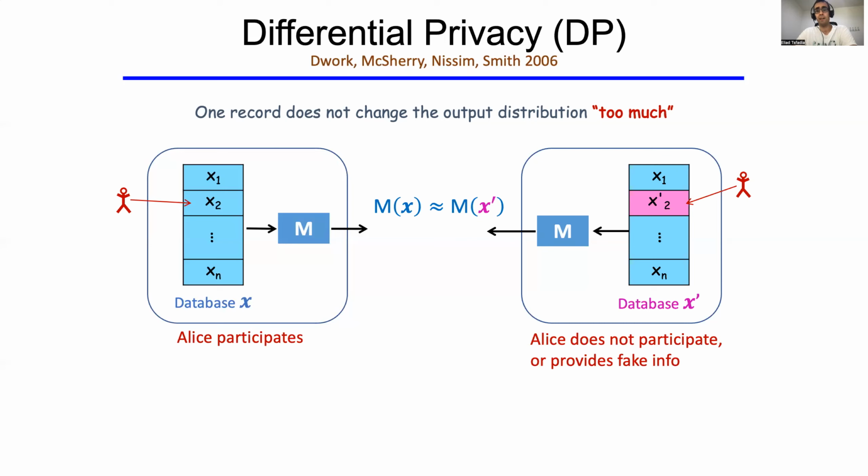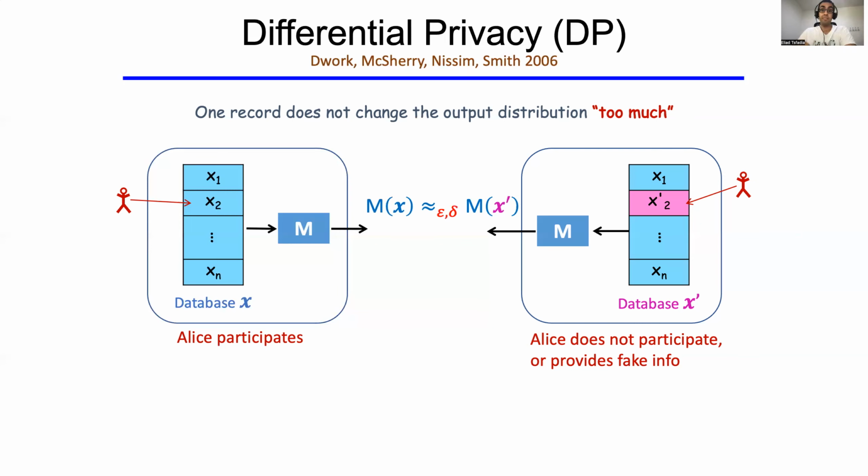Given the guarantee that the outputs of both cases are almost indistinguishable, it means that the output of M does not reveal almost any information about Alice or any other single individual. Such databases, X and X prime, that differ on a single record are called neighboring databases. Note that we cannot hope to compute something meaningful while guaranteeing that M(X) is exactly equal to M(X prime) for every neighboring X and X prime, because this basically means that the output of M is independent of the input database. So we must allow some indistinguishability loss.